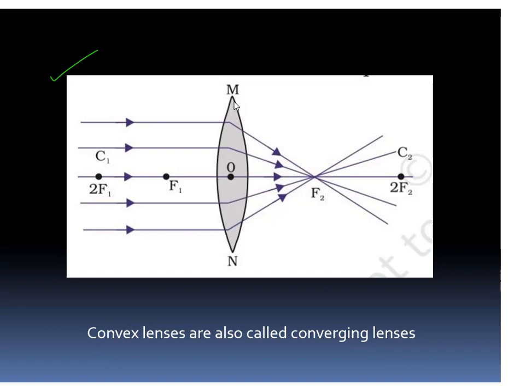Here MN is the convex lens, O is the center of the lens. In the mirror, we were getting focus on any one side of the mirror. But here we will get focus and center of curvature on both sides of the lens, because here we are getting two surfaces. This is one surface and this is another surface. As we have two surfaces, we will get two focus and two center of curvature. This is the first focus, this is the first center of curvature, this is the second focus, and this is the second center of curvature.